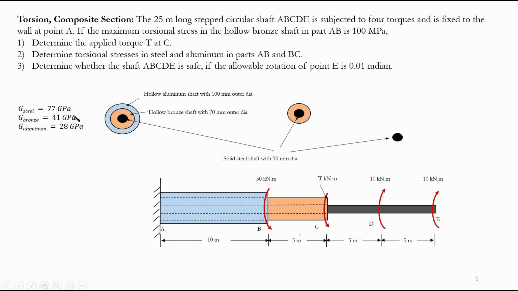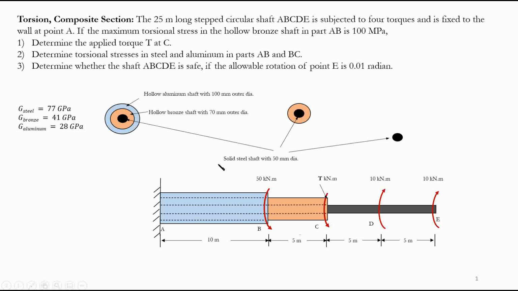Let's go over the geometric properties. First of all, these are the material properties, given as the modulus of rigidity of steel, bronze, and aluminum for this question. These are all circular shafts. We have a hollow aluminum shaft with a 100 millimeter outer diameter, and a hollow bronze shaft with 70 millimeter outer diameter. What does it mean? It means that the inner diameter for the aluminum shaft is 70 as well. That's basically what it means.